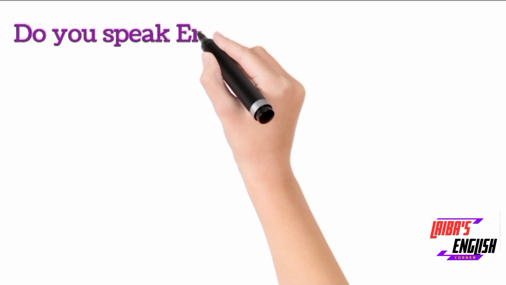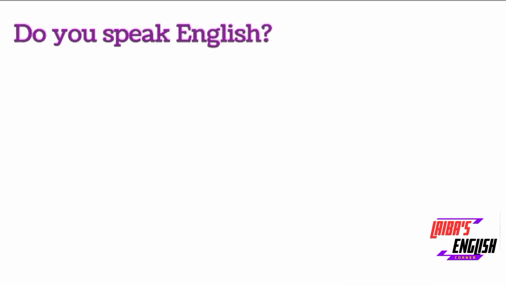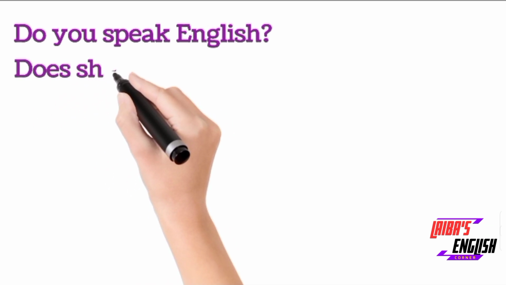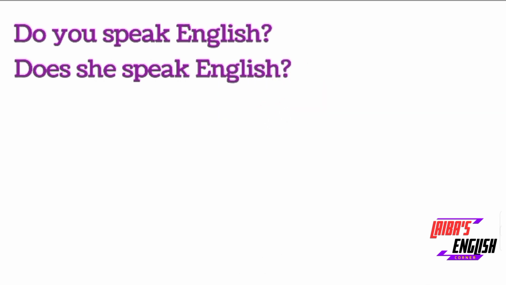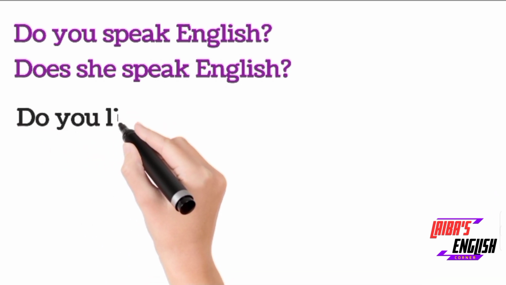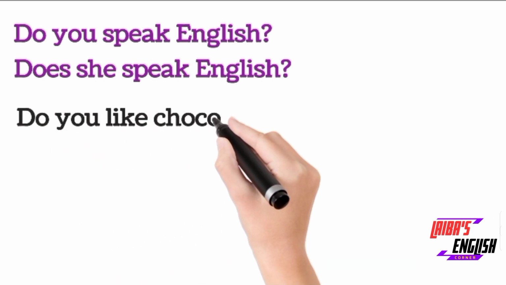Let's look at more examples to make our concept even more clear. For example, do you speak English? Recall the knowledge: I, we, they, you will consist do. Second example, does she speak English? In this, name, he, she, it will use does. So, whenever there will be he, she, it or name, we will use does.